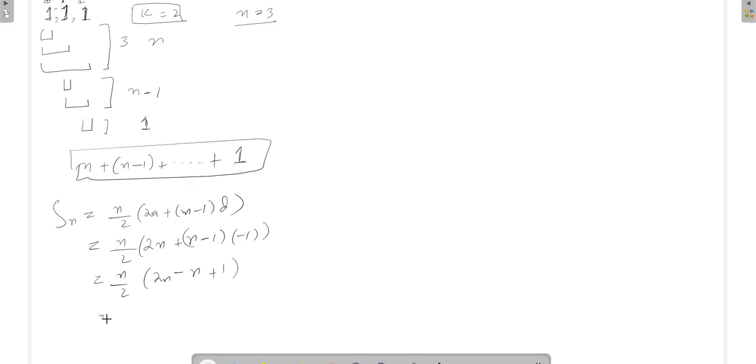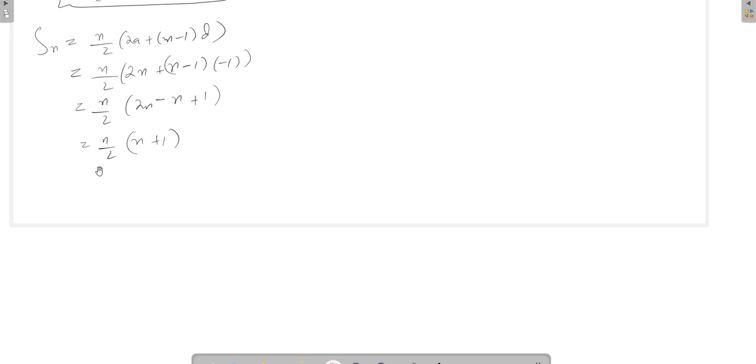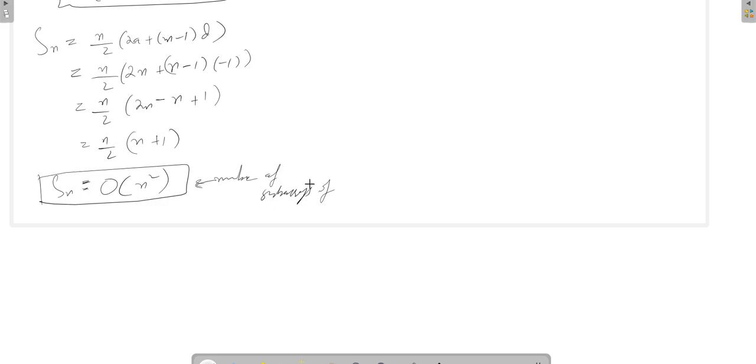So this is going to give us n plus 1. Of course, when we expand this one, it is going to be n squared, and ignoring the less significant terms, the complexity is going to be this one. Now this is the number of subarrays that we have.